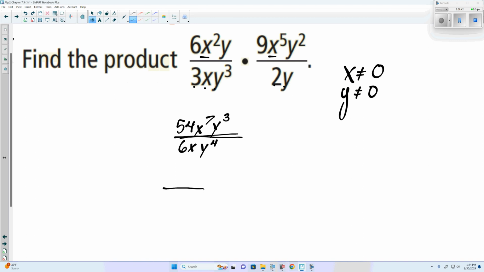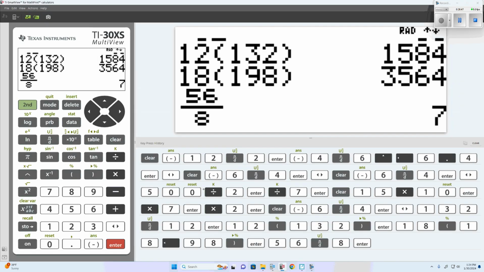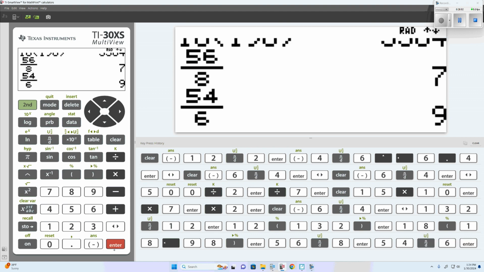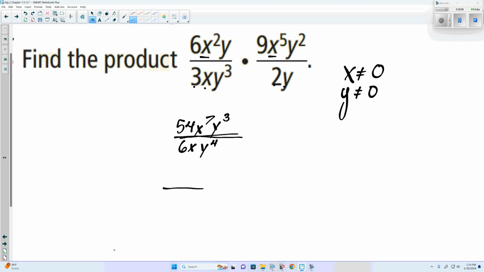Now the first thing we can simplify is 54 over 6. Well, we did 2 times 3, which gave us. Now we have x to the 7th over x. Like bases, we subtract the exponents, so 7 minus 1 is? Is it bigger on top or bottom? Top. So we'd have x to the 6th on top.